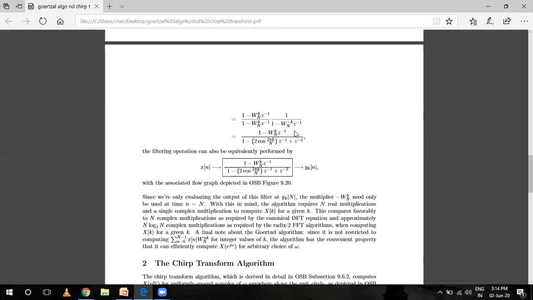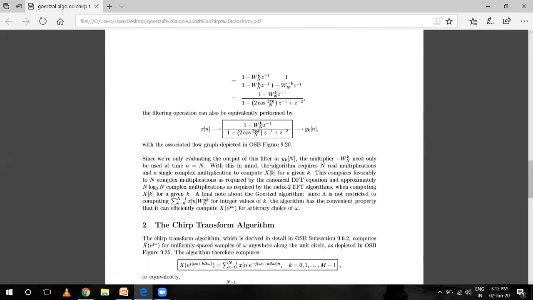When you are rationalizing this, you will get this equation, the filtering operation can equally be performed by this equation. Since we are only evaluating the output of this filter at y(n), the multiplier minus W_N^k need only be used at time n equal to N. With this in mind, the algorithm requires N real multiplications and a single complex multiplication to compute X(k) for a given k. This compares favorably to N complex multiplications by the canonical DFT equation, and approximately N log N complex multiplications are required by the radix-2 FFT algorithm when computing X(k) for a given k.